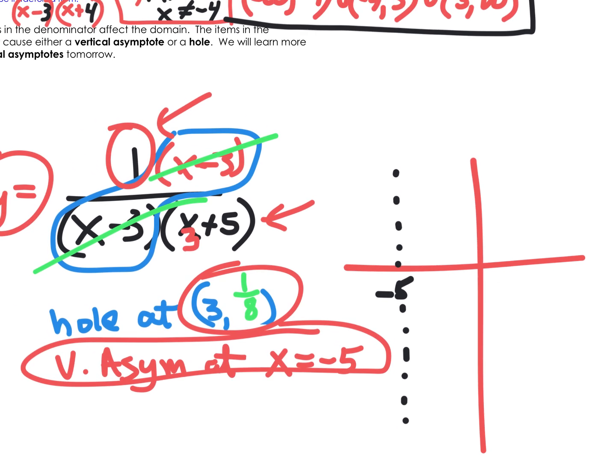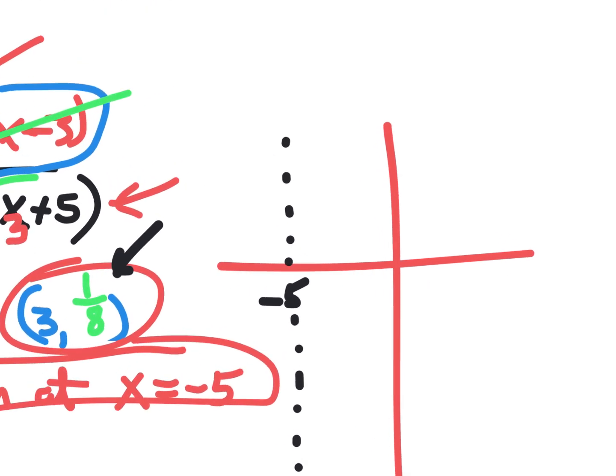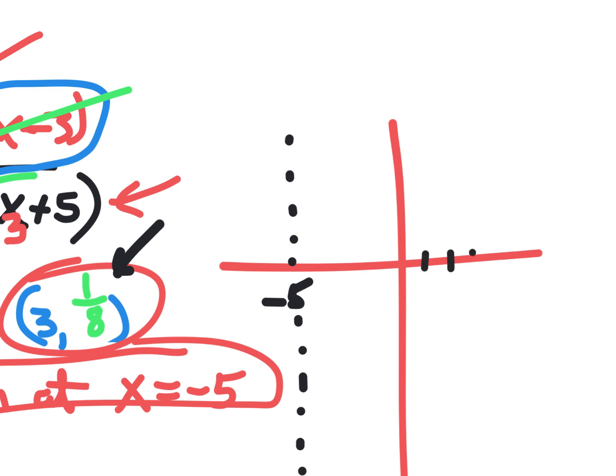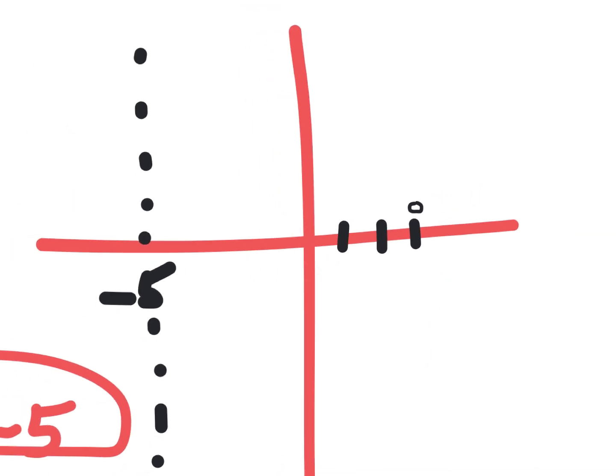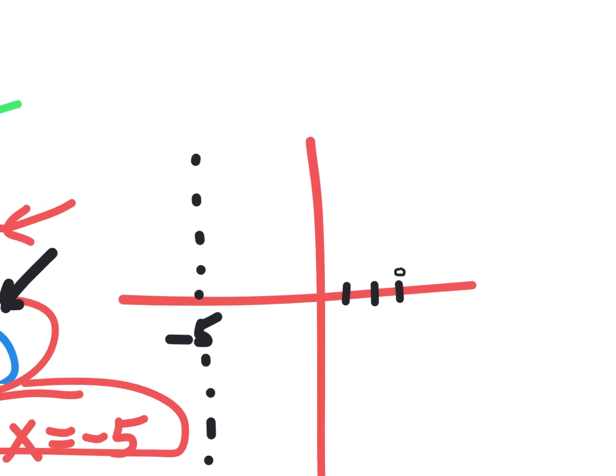Okay, what the heck does a hole look like? Well, a hole just looks like a point except empty. So I go to 3 comma 1/8. It's like over 1, 2, 3, and up 1/8, which is only up a tiny bit. And I put an empty spot right there. That's a hole in the function. Well, what does the rest of the function look like? I don't know. You'll be graphing them by the end of this unit.